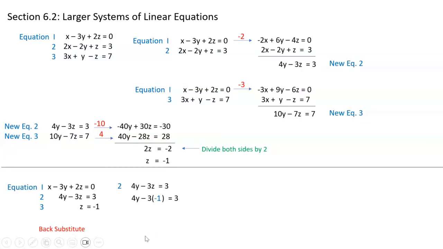Z is negative 1. There'll be 4y plus 3 equals 3. We subtract 3 from both sides. So we got 4y equals 0. Now we divide by 4. So we know that y is equal to 0.